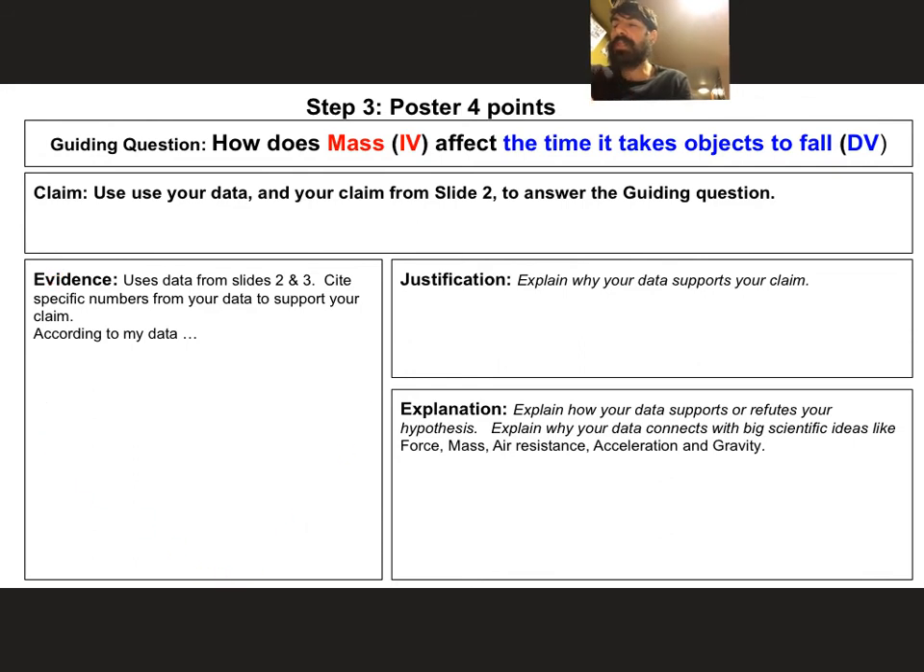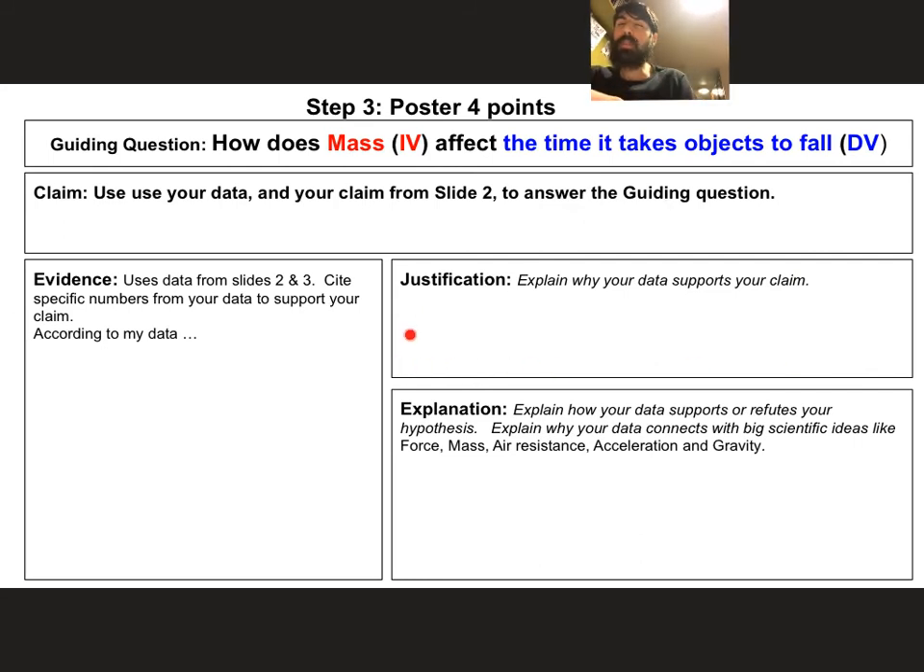Evidence is kind of tricky. A lot of times people put a small version of their graph and then write an explanation of that graph. You might show the graph and then say, the smallest value on my graph is 0.49 seconds. And the largest value on my graph was 0.51 seconds. And that's all it is. Lay out the facts. You explain your evidence over here in the justification.